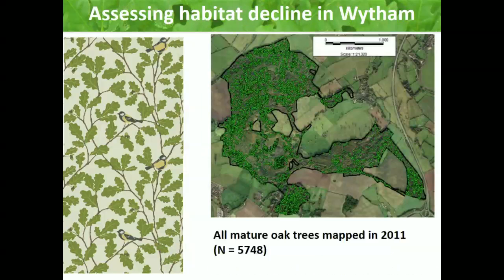So we were actually able to look at territory quality change over time using data we have for Wytham on the oak trees. So in 2011, we mapped all of the oak trees in Wytham, as shown by the green dots here, so nearly 6,000 individual trees. And when we did this, we also assessed the health of each individual tree by estimating the amount of canopy that was alive and healthy.